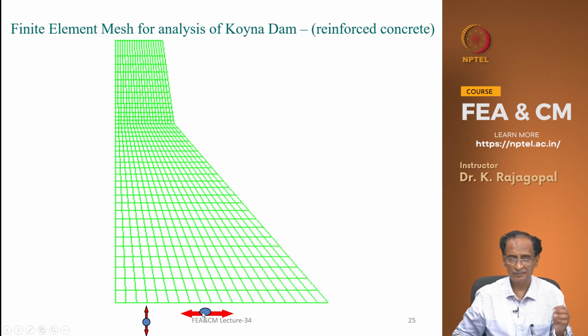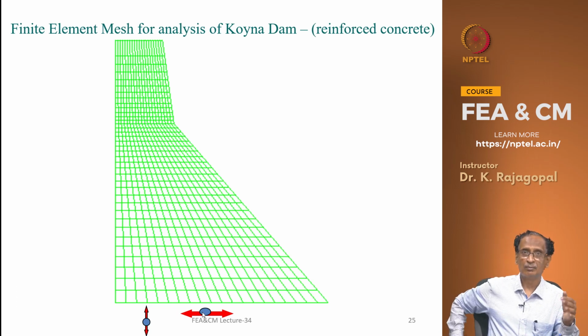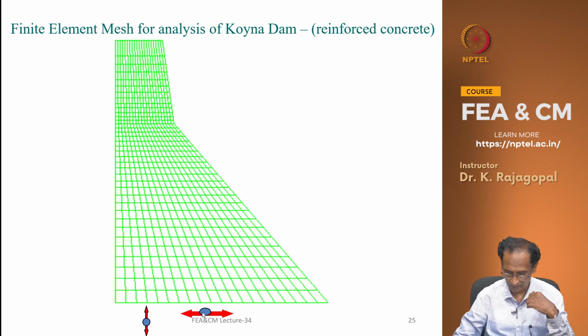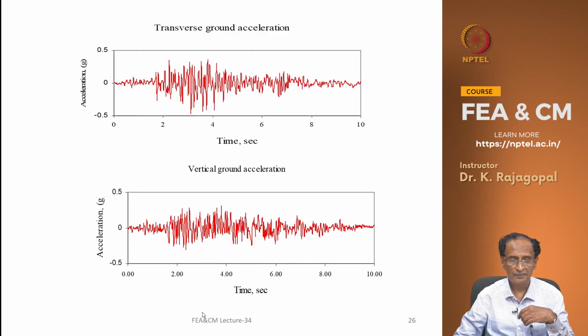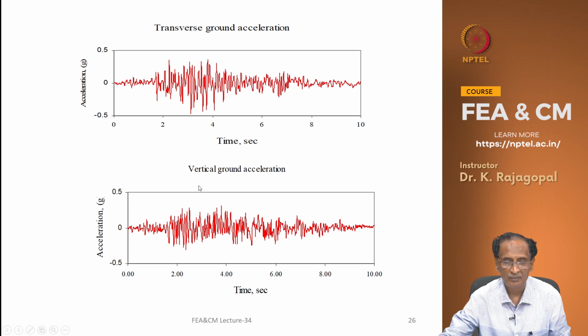Basically it's not an earthquake prone zone, but then it is subjected to earthquake, and the geologists think that because of the voids in the ground these earthquakes happen, and the recorded earthquake accelerations are given here. This is the transverse ground motion, and this is the vertical ground acceleration, the acceleration with time, and the record is given for 10 seconds.